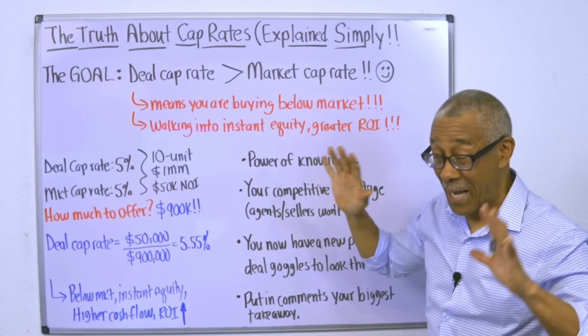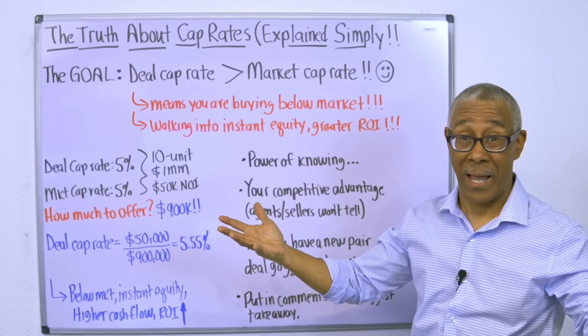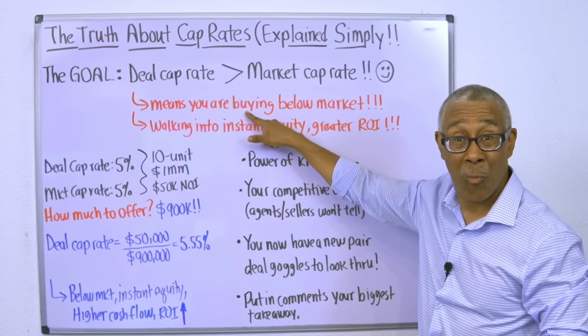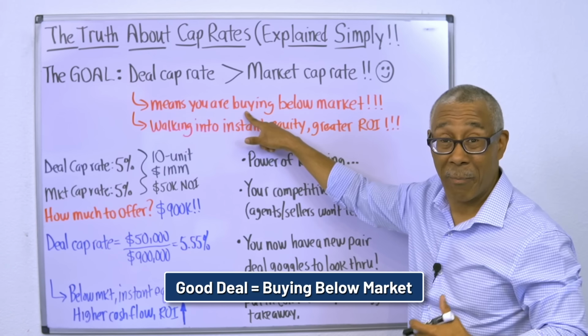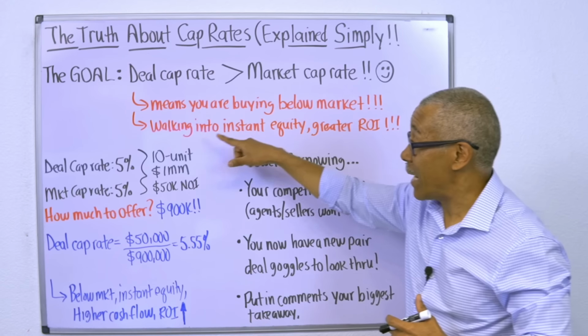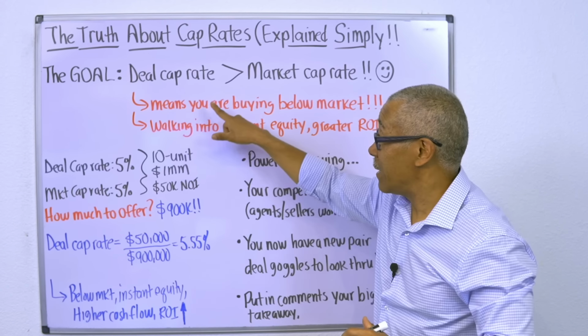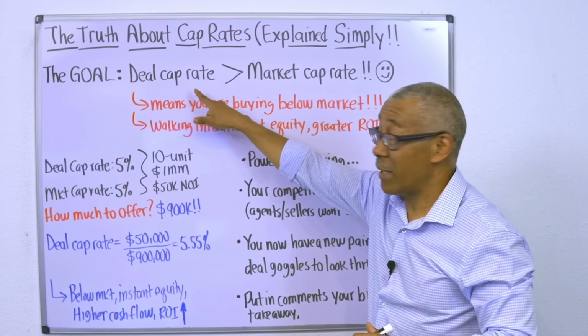Got it? That is the ultimate goal, because if you can do that, guess what happens? That means you're buying below market. Isn't that what we all want? How do you define a good deal? Buying it below market. We don't want to pay above market, right? Secondly, which is really important for your ROI, if you have a deal where your deal cap rate is greater than the market cap rate, you're walking into instant equity.